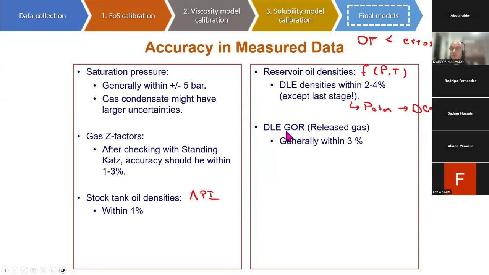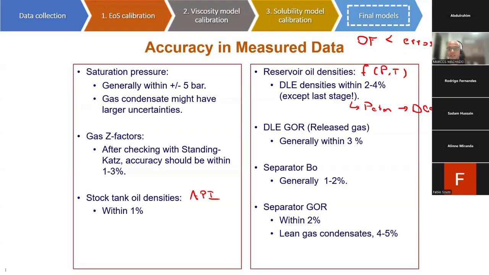The GOR in the differential liberation expansion, 3%, okay? The release of the gas. BO, 1 and 2. BO is very easy to fit, okay? 1 and 2 you can achieve easily with a few steps. GOR, this is the GOR and the separator GOR, okay? The separator GOR, 2%.